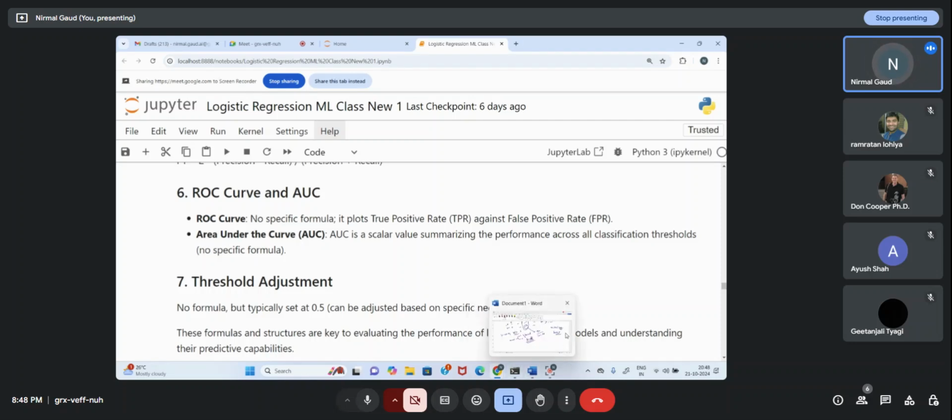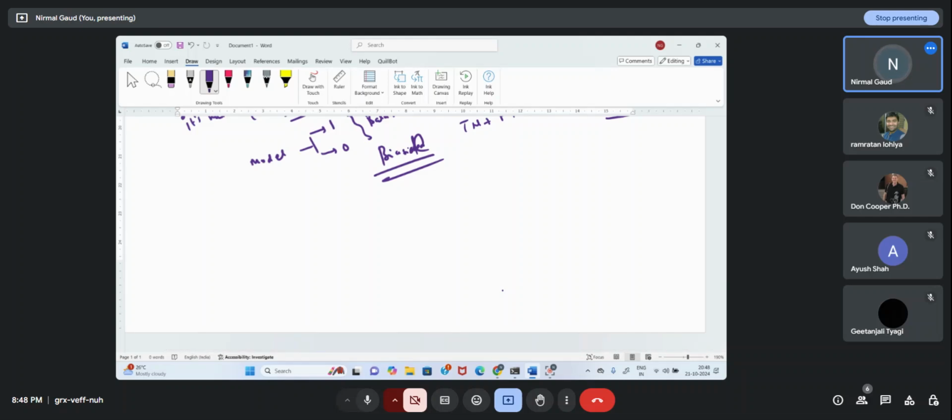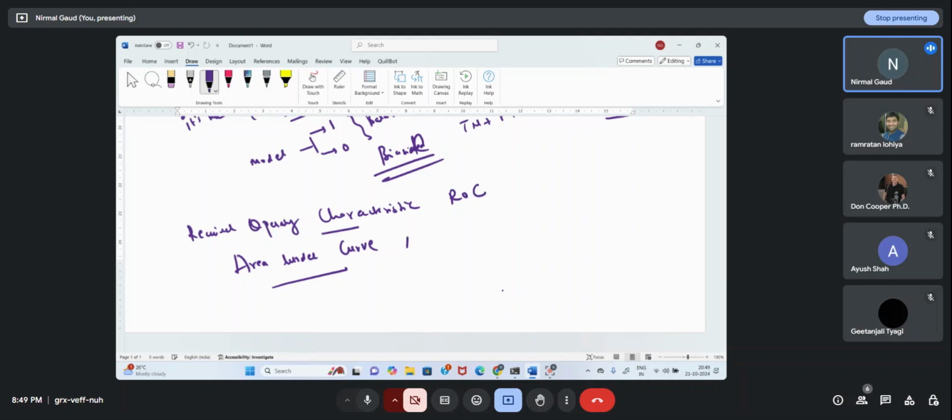So ROC means receiver operating characteristic, while AUC means area under curve. That is what AUC means. So ROC and AUC. So far, what we have understood is that you should be clear with the problem.